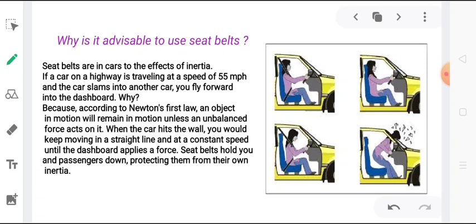So if we have not used the seat belt, we will hurt ourselves. But if seat belts have been used, then these seat belts will hold us. They will not allow us to move forward, and that will save us from any injury. So it is always advisable for every person traveling in a car to use seat belts, because they save us from any accident.